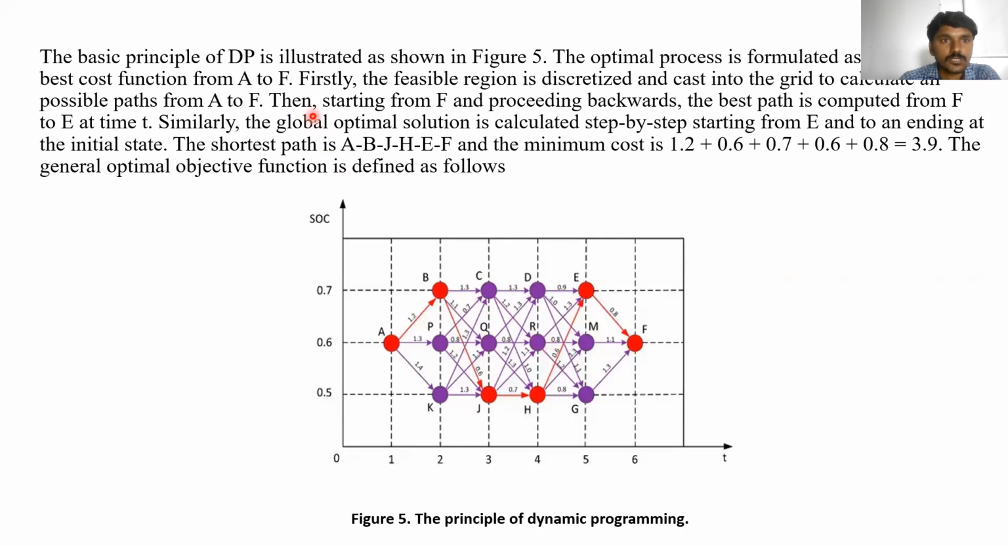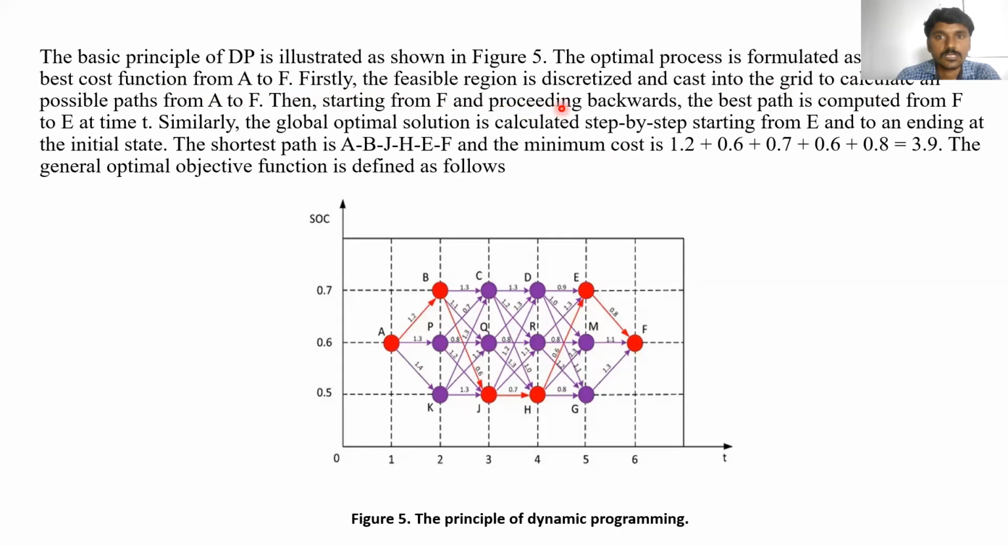The basic principle of dynamic programming you can see here. The optimal process is formulated as finding the best cost function from A to F. A, B, C, D, E, F. This is A and this is F. The optimal process is formulated as finding the best cost function from A to F.